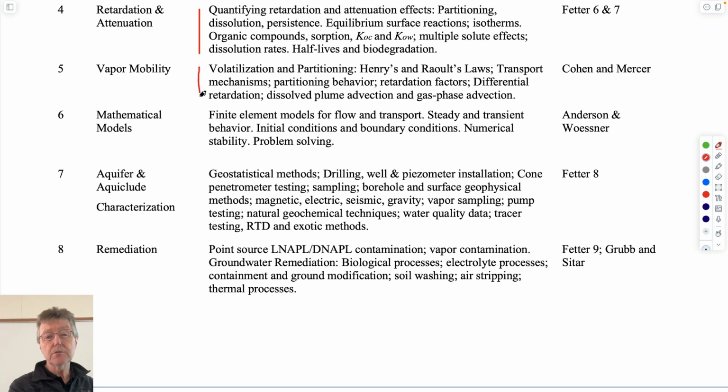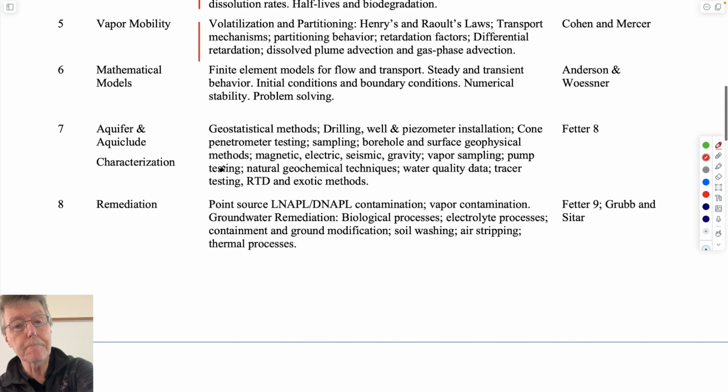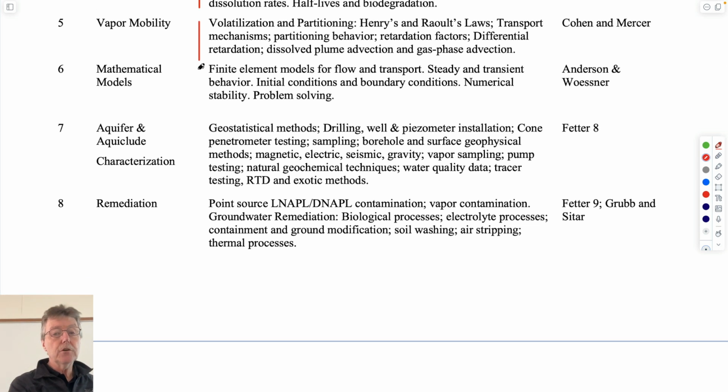Most of the components we'll talk about are volatile, and so they can vaporize at relatively low temperatures and at the low pressures that we find ourselves at. And so we need to talk about how those are mobile in the vadose zone above the water table. We'll briefly talk about mathematical models to be able to solve for both the flow part of the equations and for transport of the contaminants moving on top of the flowing water.